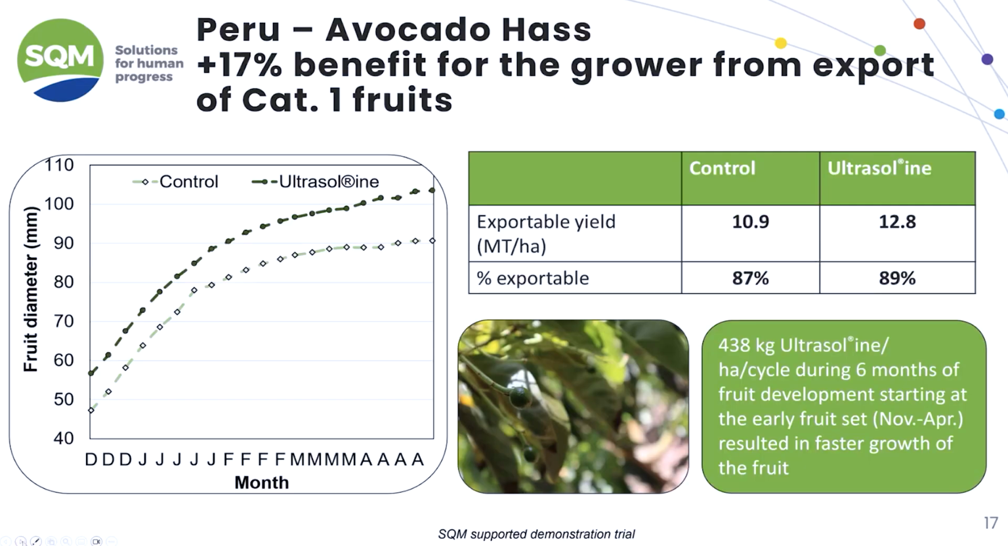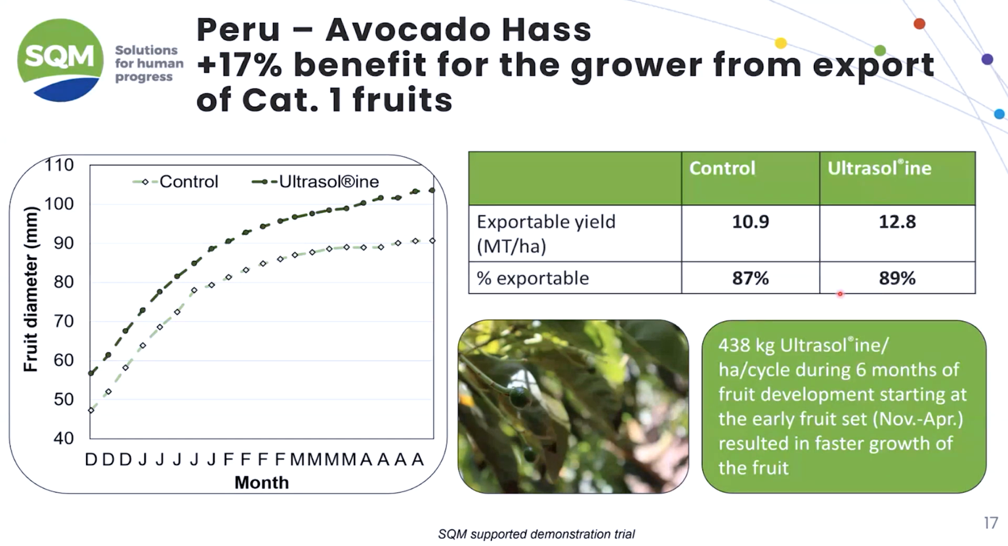So to come to avocado, this is an example from Peru, and this was done on a commercial farm where they also measure almost weekly the diameter of their fruits in order to have a good prediction on when they are ready to harvest for export.